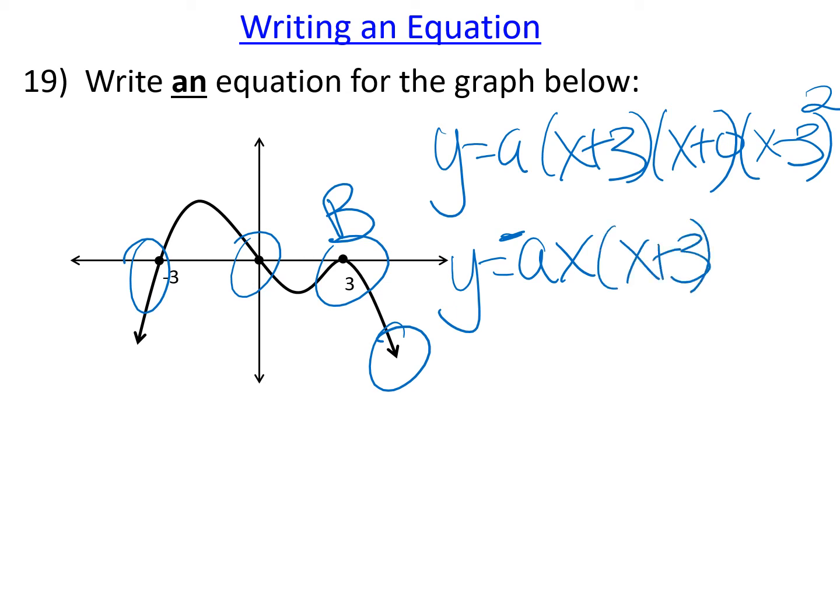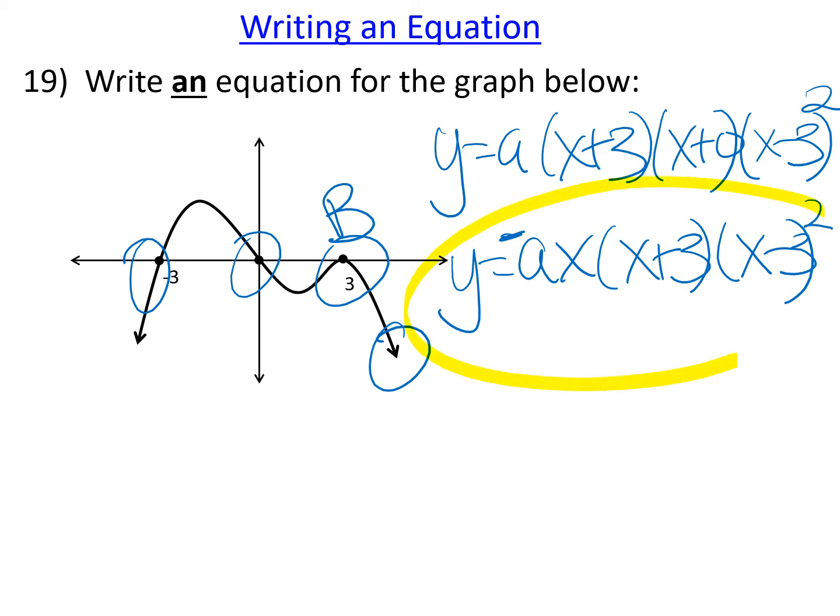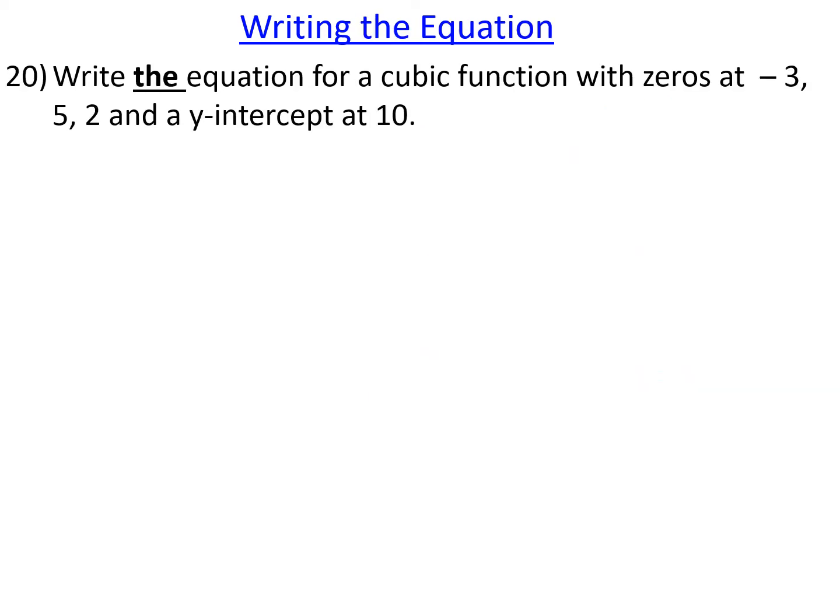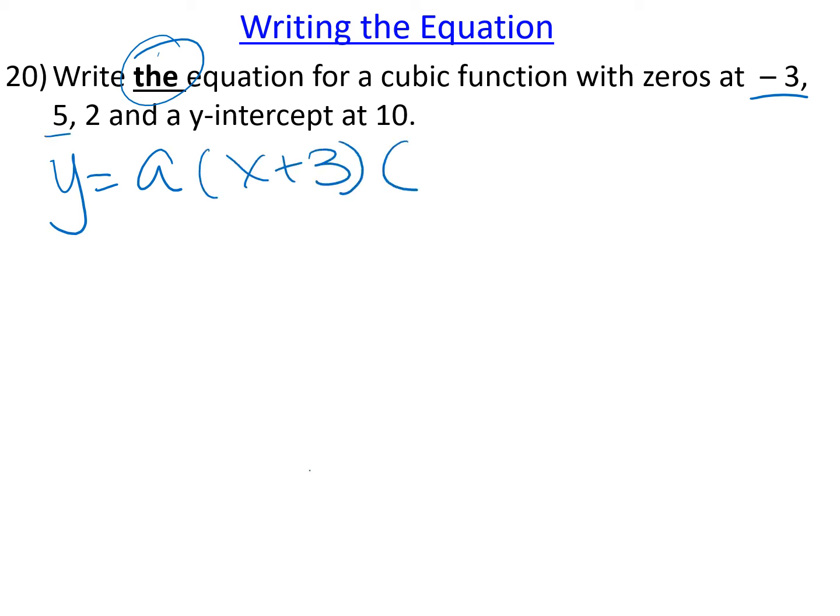X plus 3 and my x minus 3 squared. Final answer. Okay, so I got to start that one over again. I'm going to write the equation. I'm solving for a. Okay, y equals a, for x minus 3, I have x plus 3, x minus 5, and an x minus 2.